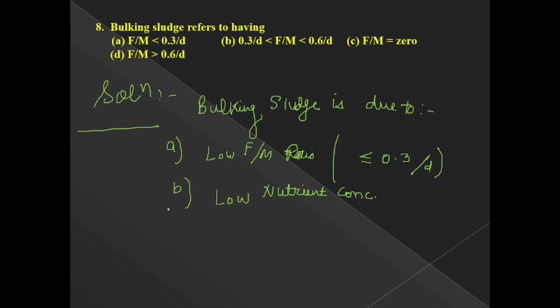And third one is high sludge age, that is theta C more. These are the three reasons by which bulking sludge can occur. So our option number A is correct. Option number A is correct. Okay. Now let's move towards the next question.